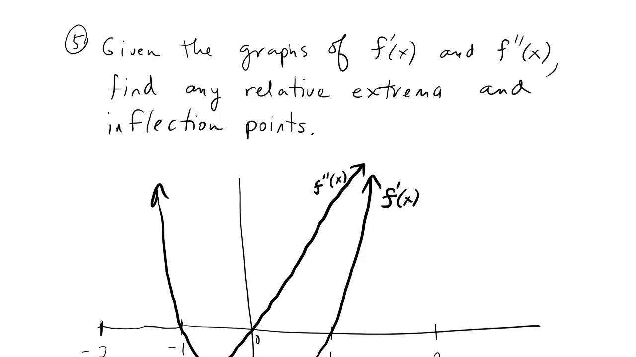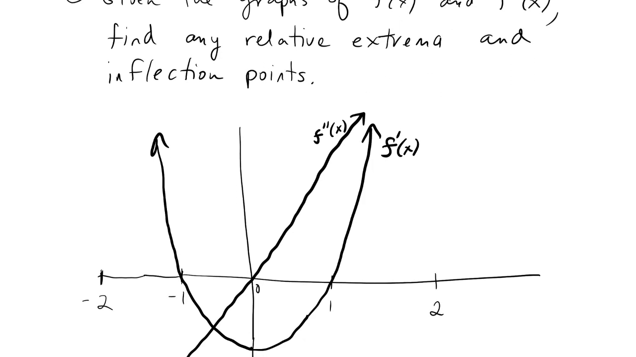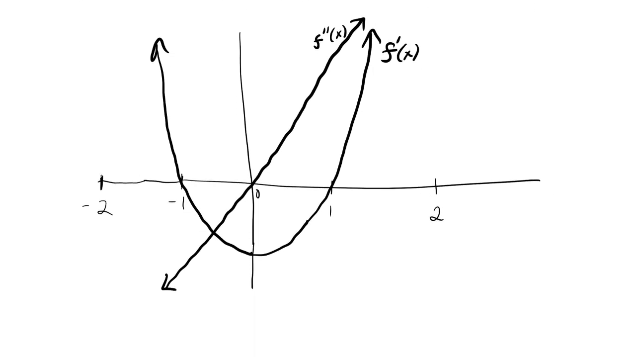Here we're going to take a look at a graph of the derivative and the second derivative and see if we can find relative extrema and inflection points. So this information should be able to give us the locations of some relative extrema and inflection points. Essentially, let's take a look at this graph. All right, so this one here is our first derivative, and this one here is our second derivative.